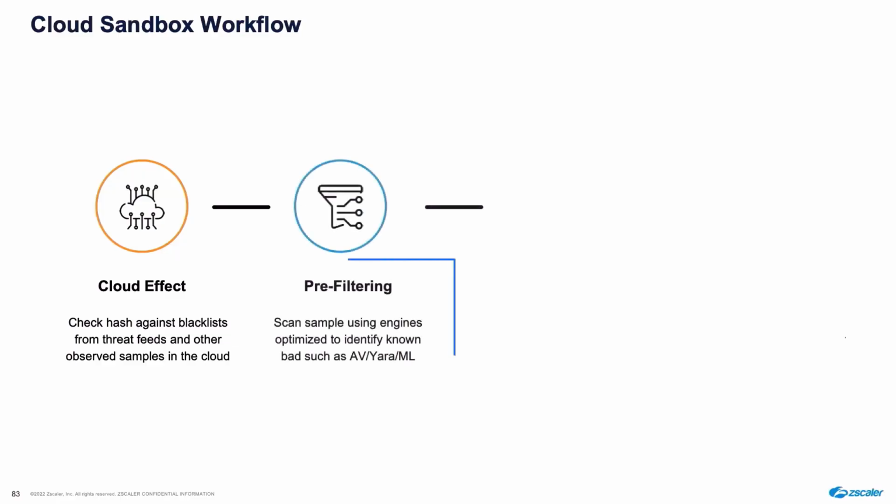Pre-filtering is still a stage before we actually do sandboxing. Here, we use different engines including AV, but we also use Yara rules. Yara rules is essentially an open source malware research tool set where different malware researchers can define rules, or Yara rules, which allow you to attribute specific malware to specific families. You can identify different types of malware with these Yara rules.